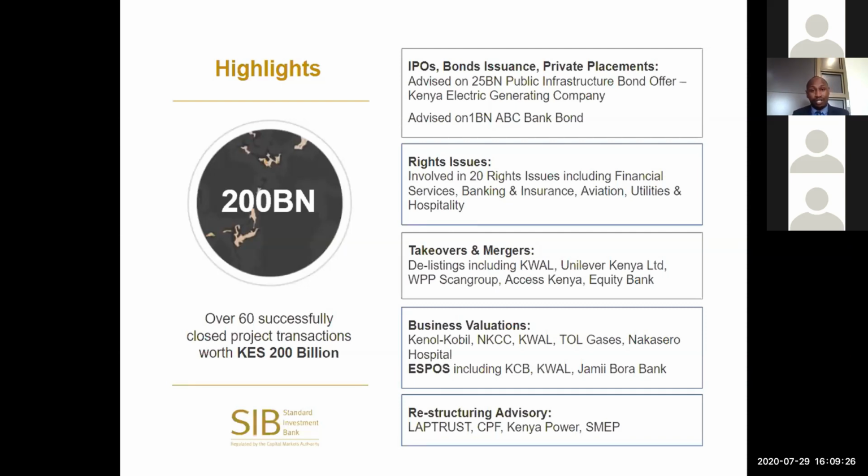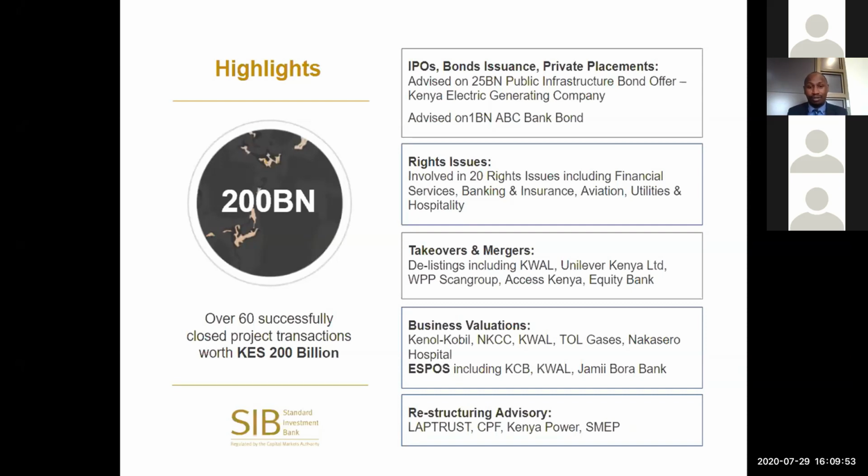And bonds issuance, for example, when the government wants to borrow money from the public, they don't call it a loan, they call it a bond. And private placements, again, in the OTC markets, advised on a 25 billion public infrastructure bond offer for KenGen, and then 1 billion ABC Bank bonds. That's sort of a corporate bond.